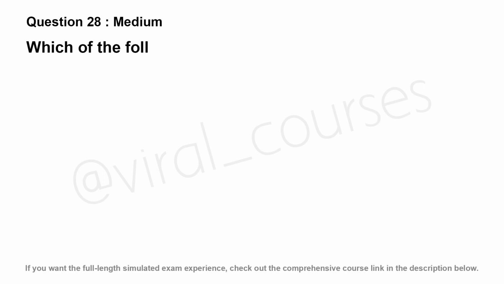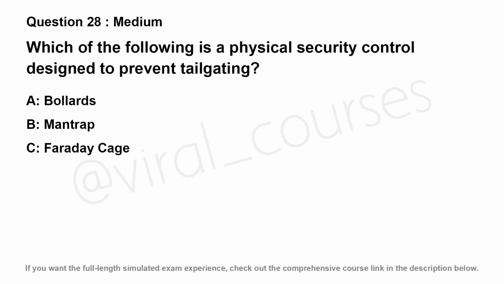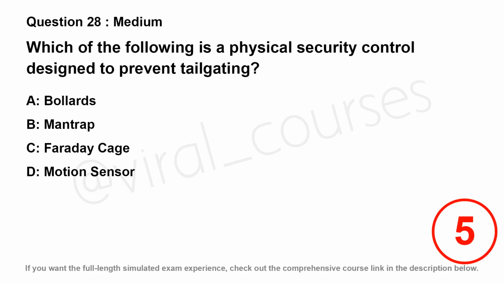Which of the following is a physical security control designed to prevent tailgating? Option A, bollards. Option B, mantrap. Option C, Faraday cage. Option D, motion sensor.